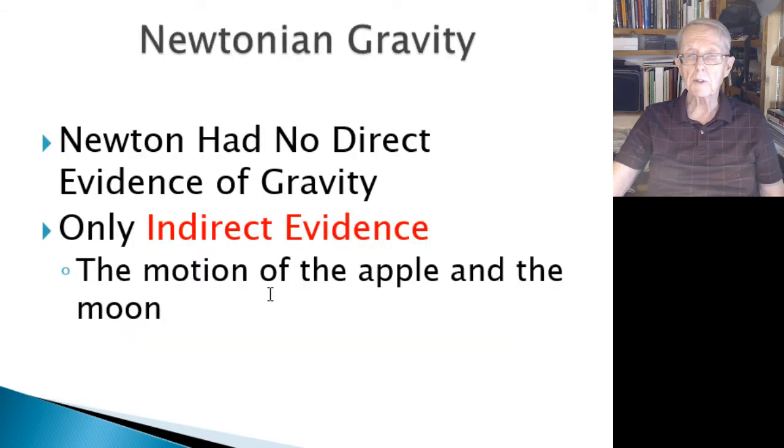So we are going to talk about two gravities, let's start with the first one. We're first going to talk about Newtonian gravity. Now, when Newton invented gravity, he had no direct evidence of gravity. You can't see what's causing the motion. What Newton had was indirect evidence, and that evidence was in the form of motion. Motion means that we're talking about speed changes or direction changes or both. In particular, he looked at the motion of the apple and the motion of the moon.